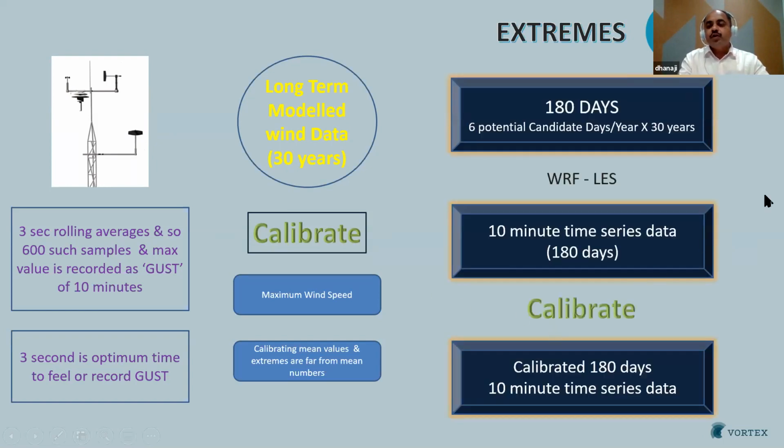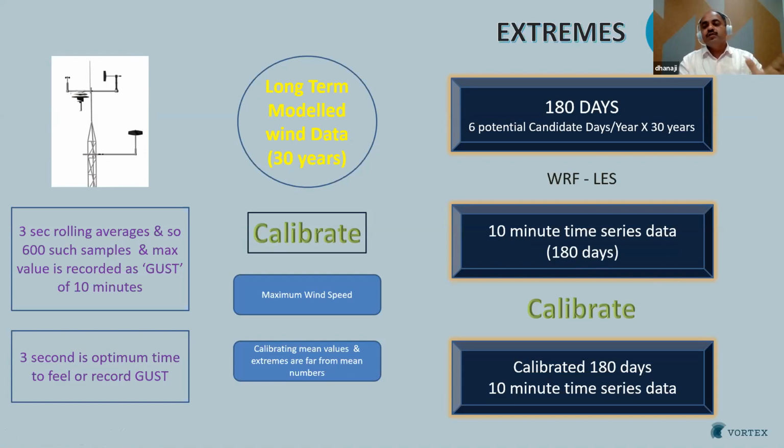And what exactly do we do in Extremes? We search for 6 potential candidate days for the extreme event in these 30 years. So we will have 180 days, and we will use WRF LES technology to downscale these 180 days of information into 10-minute time series data. Of course, we are calibrating this 180-day information by using metmast information. But this calibration is very focused on the extremes information.